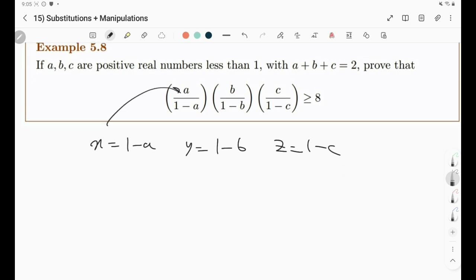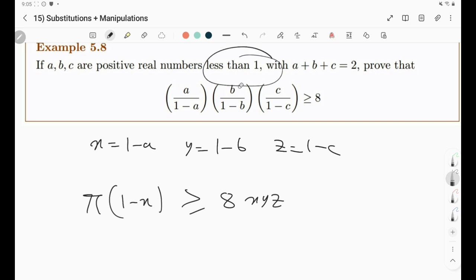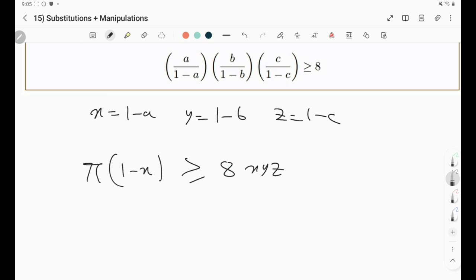So now a is 1 minus x. So now what you need to show is the product of (1 minus x) is greater than or equal to 8xyz. And now the new conditions: you still know that x is less than 1 and greater than 0. But what you know now is that sigma x, you can think about it here, is equal to 1. So now you need to prove this, and you know that sigma x is equal to 1.